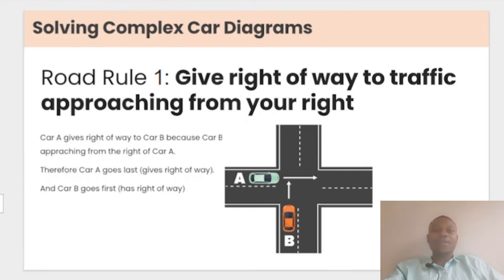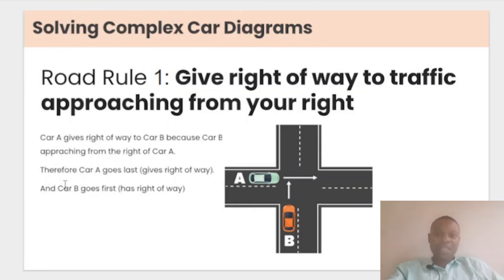Now, road rule 1 says give right of way to traffic approaching from your right. This is the basic road rule, and most people do know it. If you didn't know it, now you know it, okay? As you can see on this car diagram, car A has car B coming from its right, so definitely car B goes first. So car A gives right of way to car B because car B is approaching from the right of car A. Therefore, car A goes last and car B goes first.